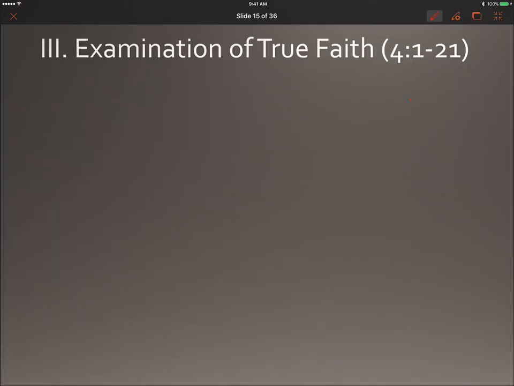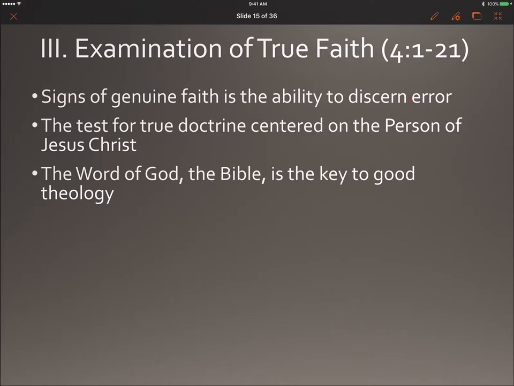Okay, well, let's move on. The examination of true faith. So we're going to jump on to chapter 4. Signs of genuine faith: the ability to discern error. Beloved, do not believe every spirit, but test the spirits, whether they are of God, because many false prophets have gone out into the world.